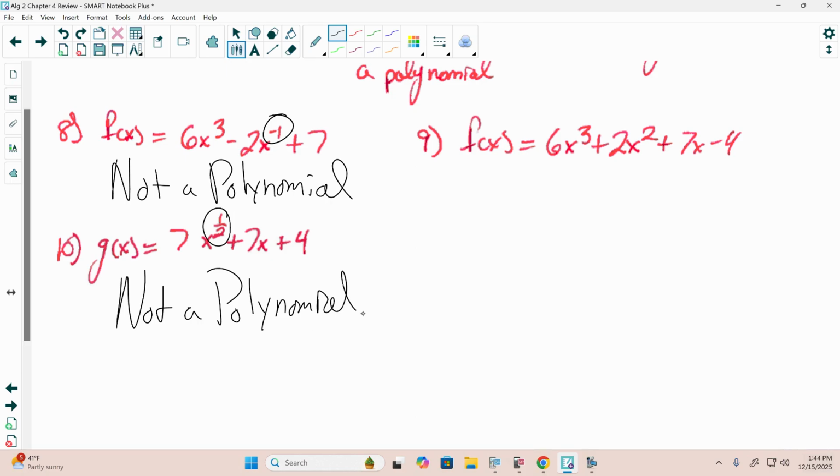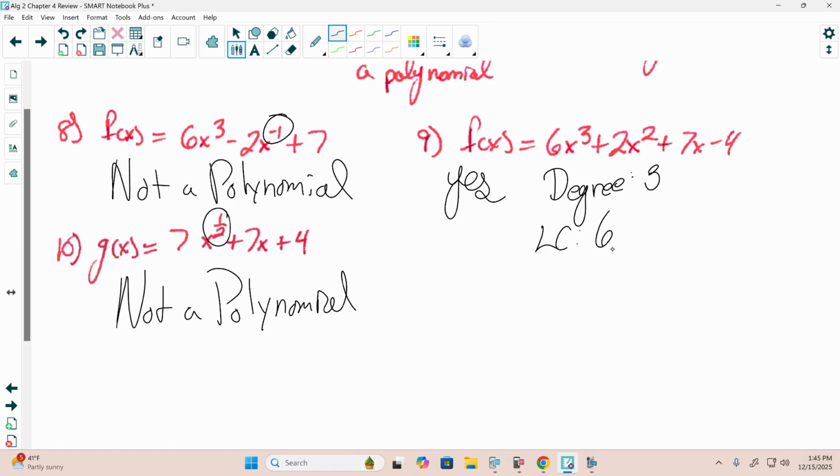Number 9, none of our variables have a variable in their exponents. The exponents are not negative, are not fractional. We do not have a variable in the bottom of a fraction or in a radical. So yes, this is a polynomial function. On the test, we would have to state its degree and leading coefficient. The degree would be 3, and the leading coefficient would be 6. If it is a polynomial function, you just state degree and leading coefficient. If it's not, we just say not a polynomial.